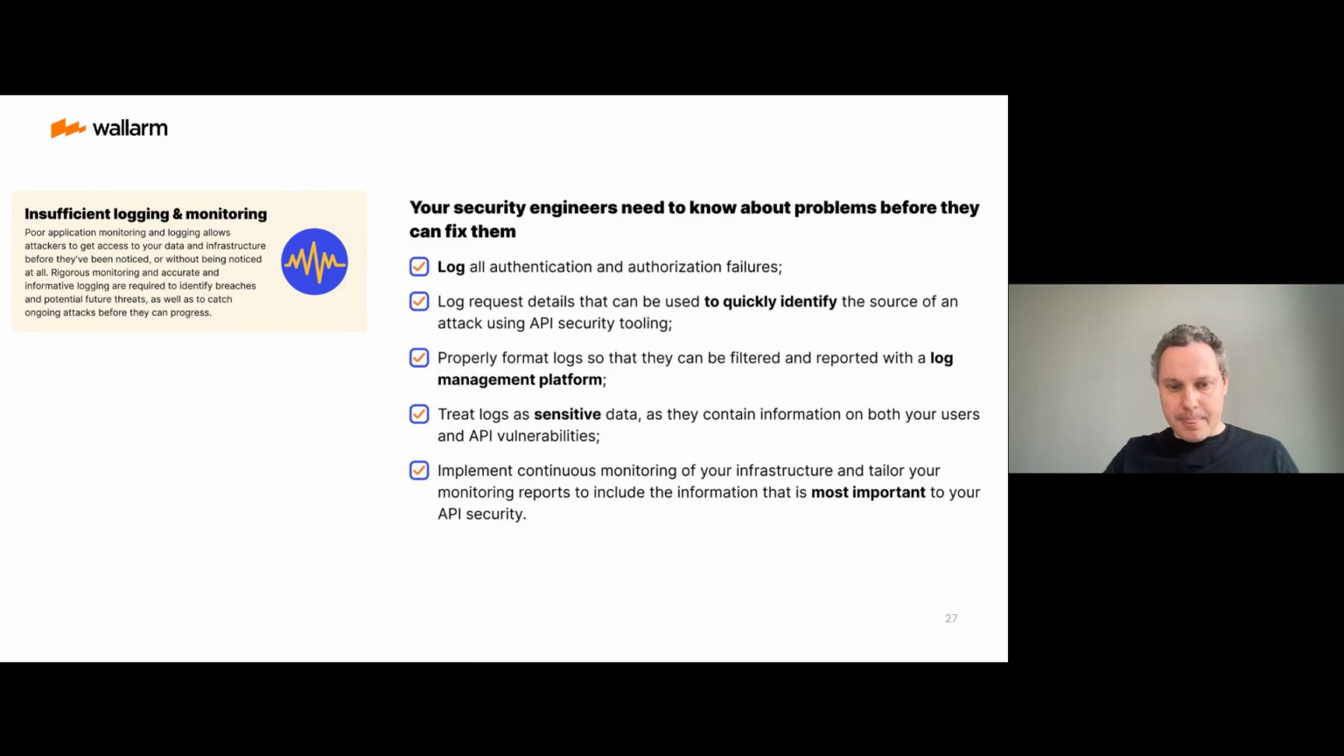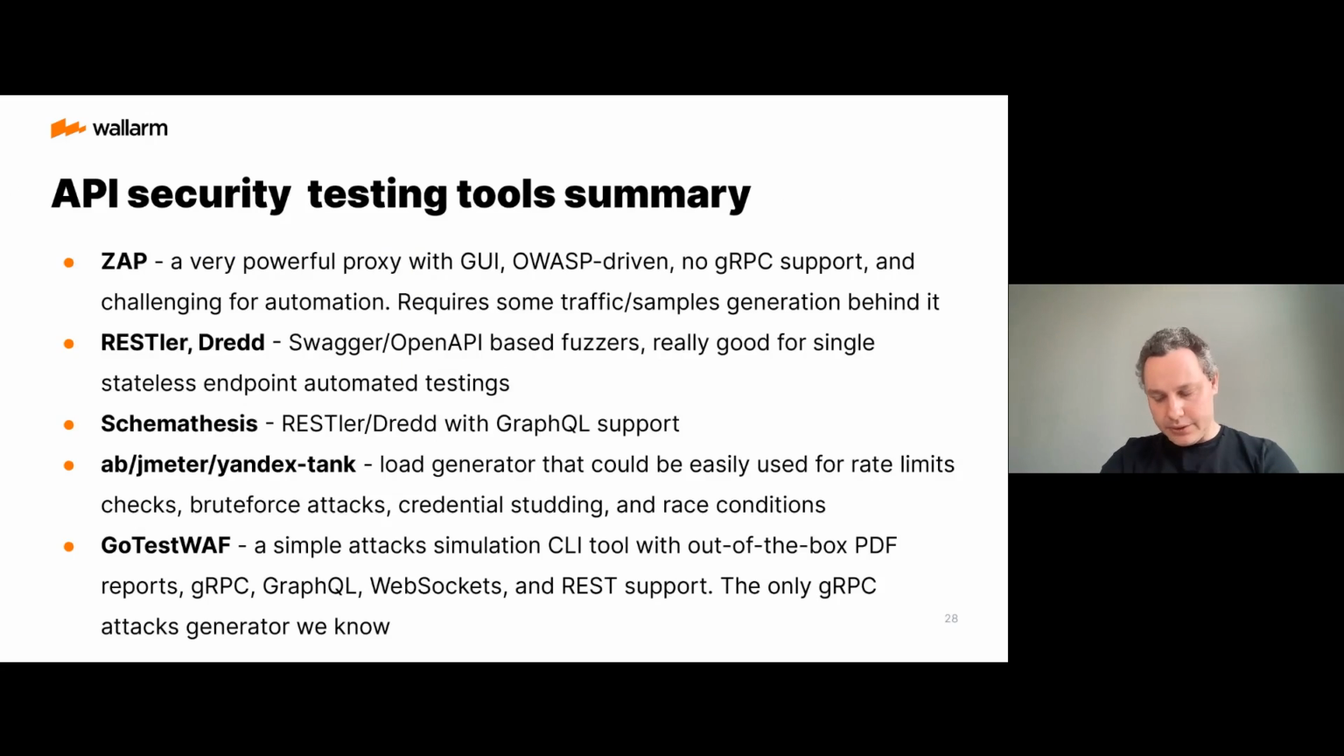So one of the things that I promised you to show is to list some of the options for API security testing. There are multiple options, and a lot of them are open source. There is ZAP, which is a project from OWASP. It has some limitations, like it doesn't have gRPC support. And frankly, it was originally developed for applications, not really for APIs, but it can be really helpful.